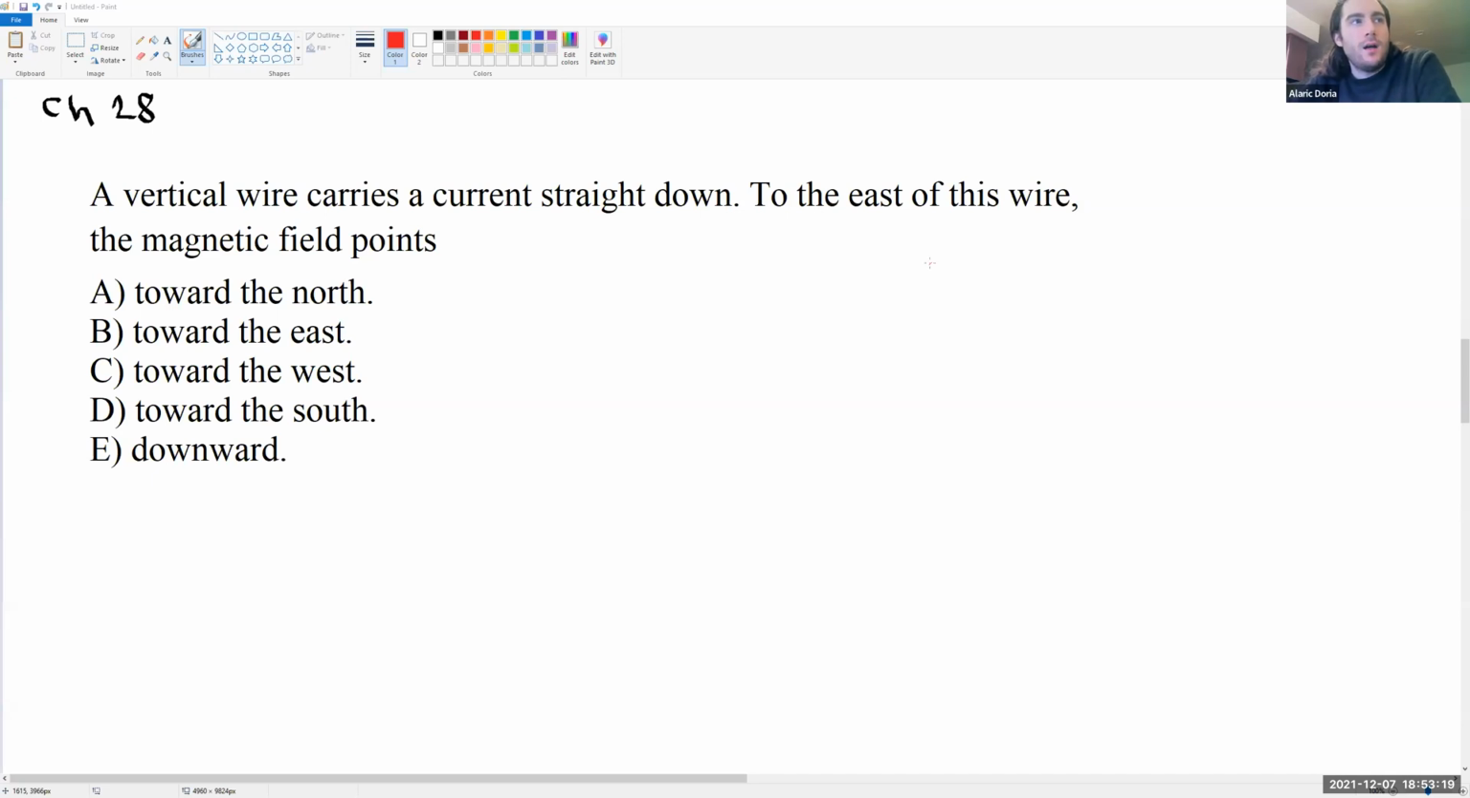All right, we're back with a question out of chapter 28. A vertical wire carries a current straight down. To the east of this wire, the magnetic field points blank. Again, when the problem says that it points straight down, that means that it is going into the page, and we have north, west, south, and east here like this, okay? And then coming up out would be up.